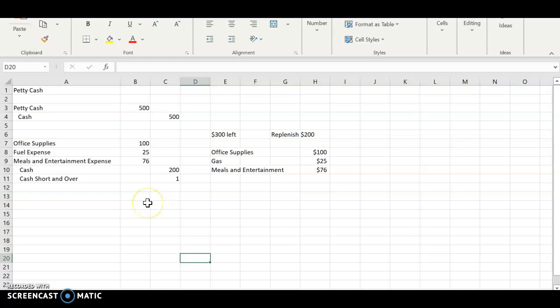Now, if we had the opposite situation, we may need a debit to cash short and over. Whichever side you need it to balance, that's where you'll put cash short and over.